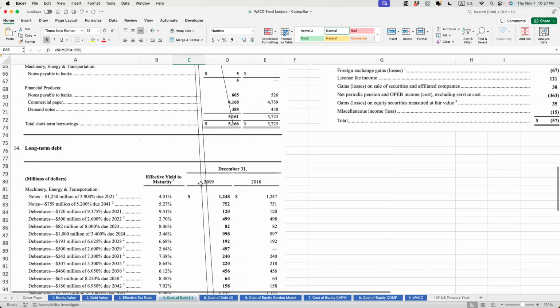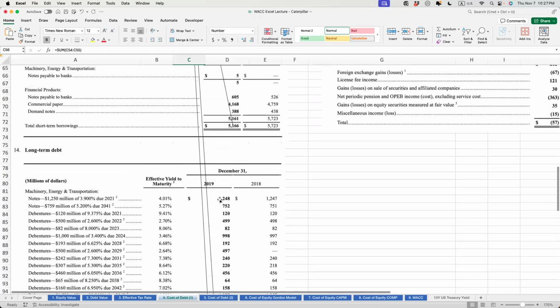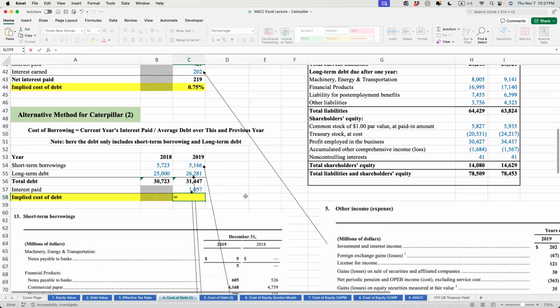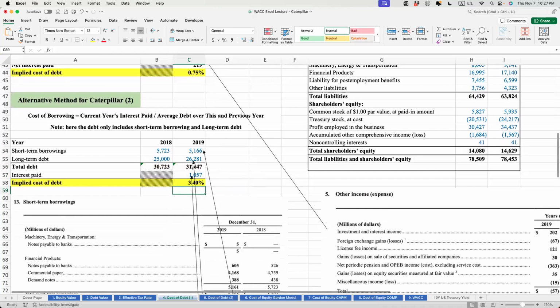And then how about interest paid? For interest paid, if you read the notes, they do tell you that in 2019, the short-term and long-term borrowing interest paid is $1,057 million. So you can type in 1057, and then we can calculate the cost of debt again using the interest paid divided by the average of two years of interest-bearing debt, and you get your cost of debt.